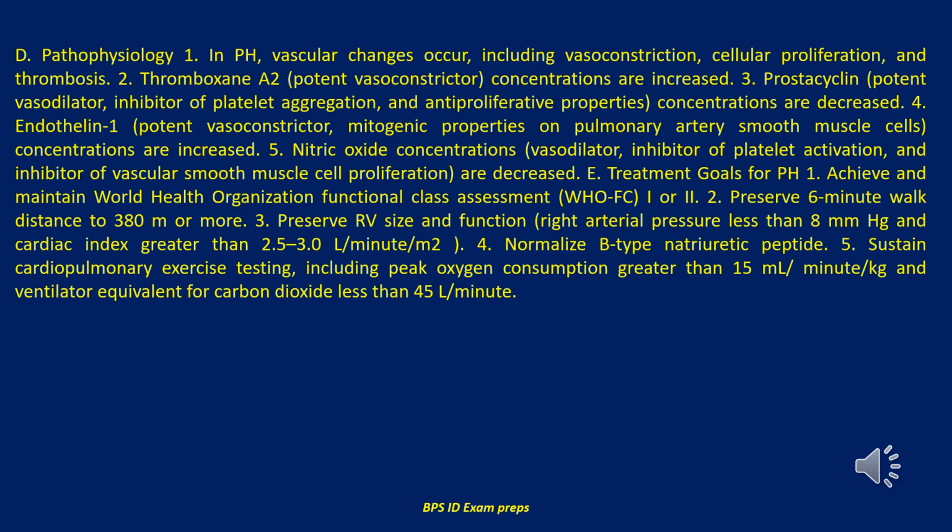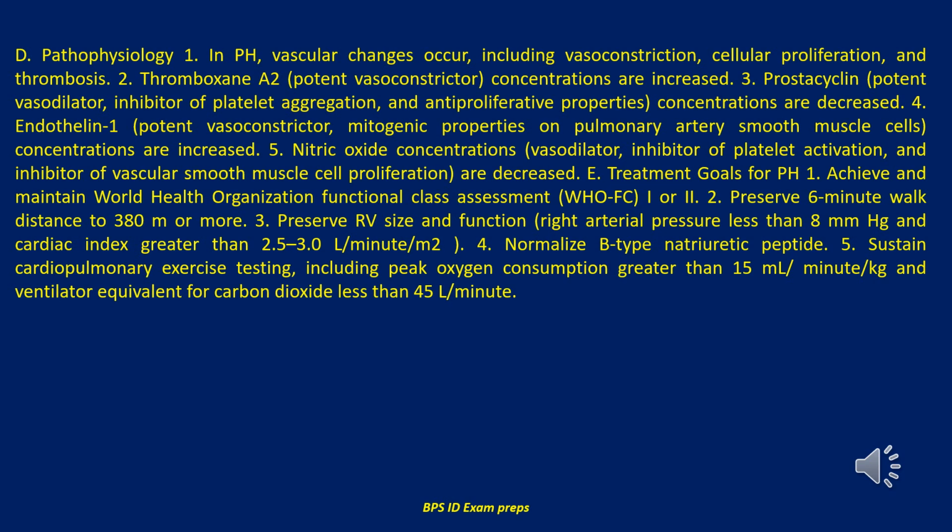D. Regarding the pathophysiology of pulmonary hypertension. 1. In pulmonary hypertension, vascular changes occur, including vasoconstriction, cellular proliferation, and thrombosis. 2. Thromboxane A2, which is a potent vasoconstrictor, concentrations are increased. 3. Prostacyclin, which is a potent vasodilator, inhibitor of platelet aggregation, and has antiproliferative properties, concentrations are decreased.